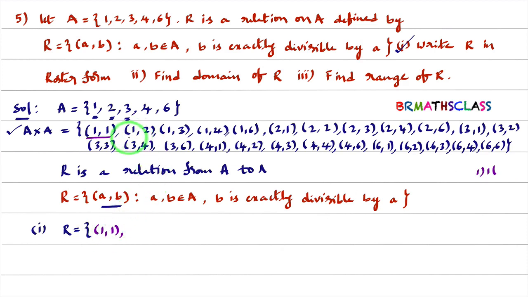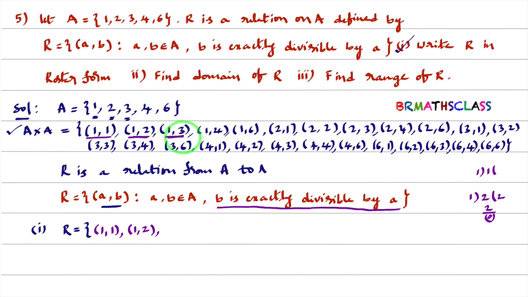Now you see this ordered pair 1, 2. This is like A comma B. What they are saying here is B is exactly divisible by A. That means 2 is exactly divisible by 1. Yes, 1 how many times? 2 times. So you will get remainder 0. As you are getting remainder 0, we say that it is exactly divisible. So the ordered pair 1, 2 is in the relation.